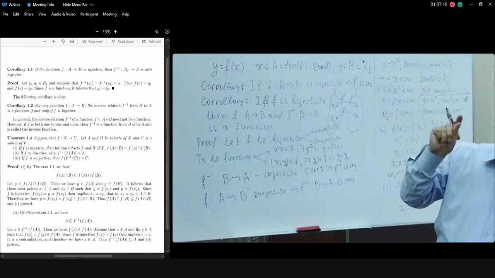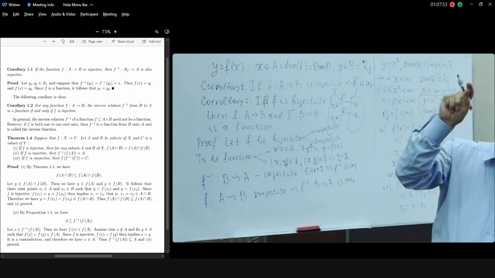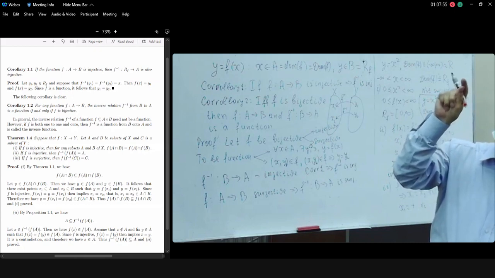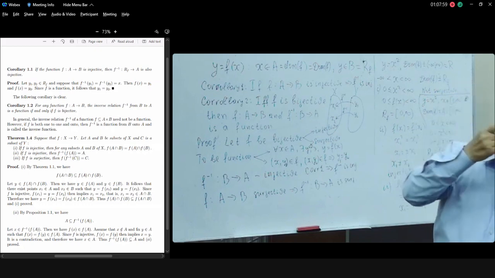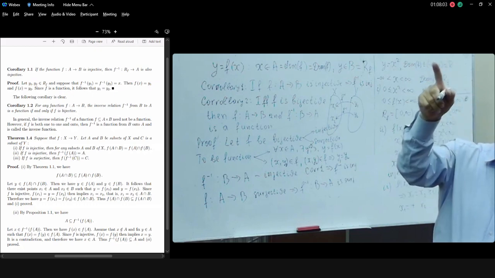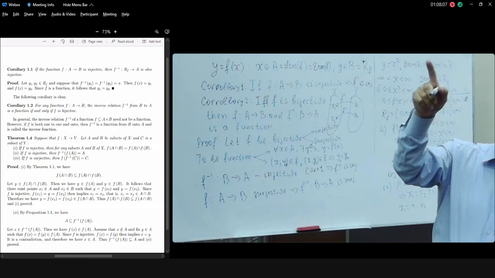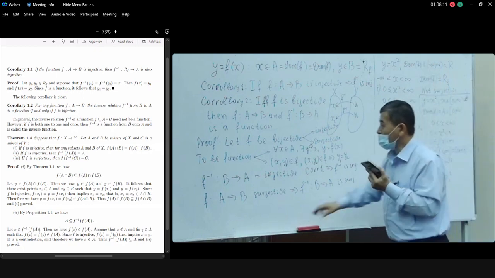Now the important one is the next theorem, theorem 1.4. Suppose that f mapping x to y, and a and b are subsets of x, and c is a subset of y. Then, a very interesting point: if f is injective, then for any subsets a and b of x, that theorem is an interesting theorem.